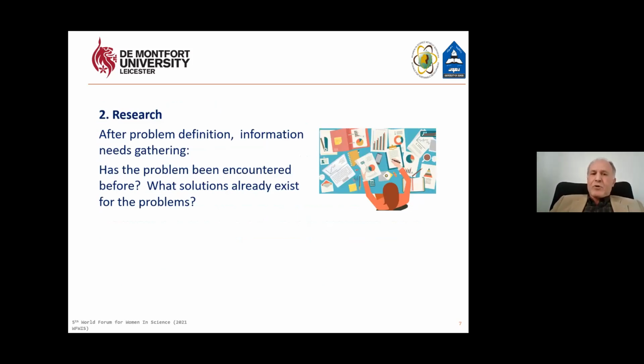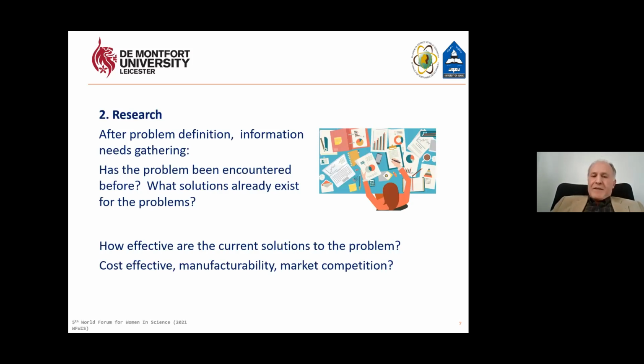Research. After problem definition, we need to find out, are there any solutions already in hand? And what do you need to change to make a difference and get customers in the market to buy it? How effective are the current solutions to the problem? We need to consider cost-effective manufacturability and market competition. Who is your competitor in the market? Are they stronger or weaker than, let's say, the resources that you have?